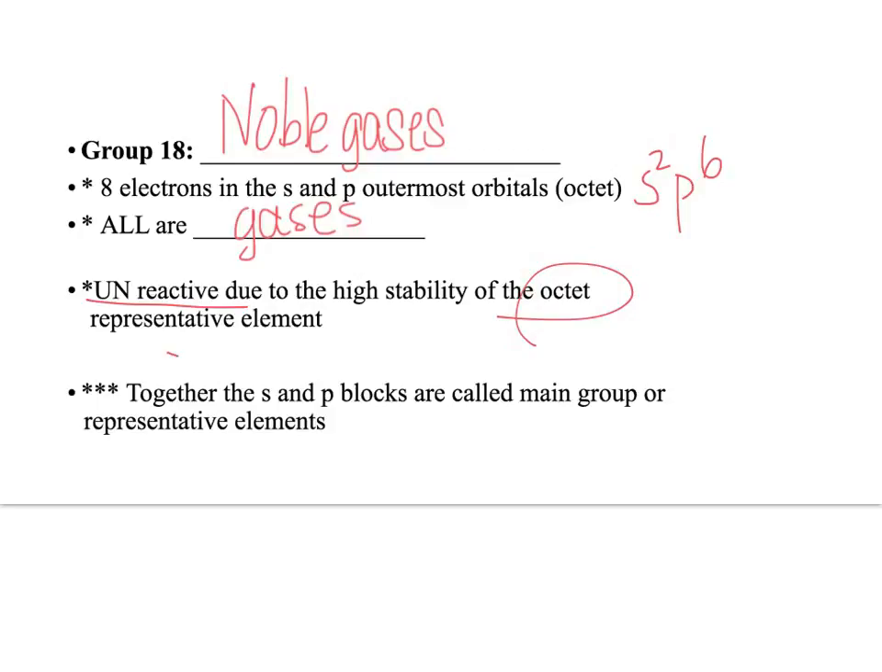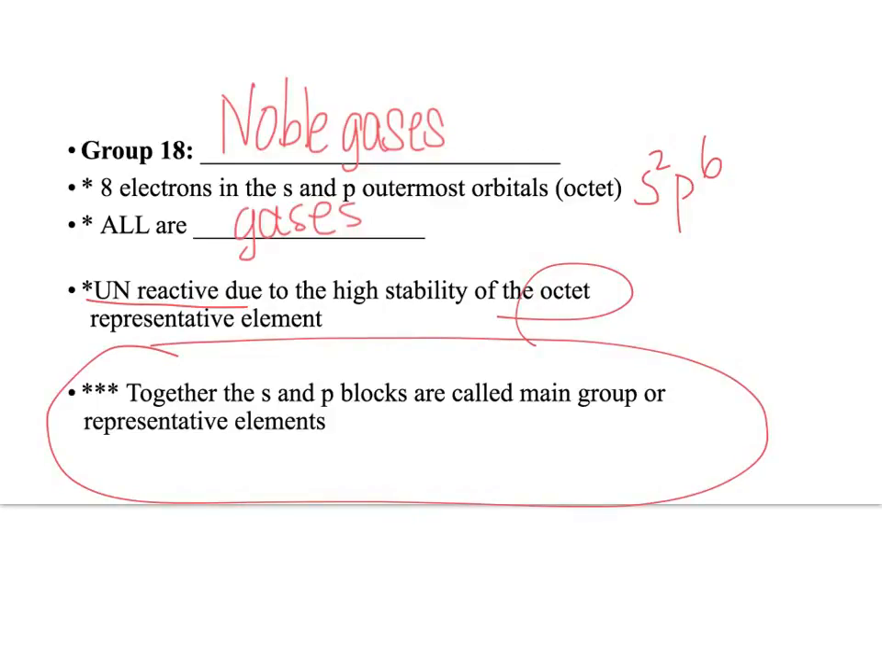Now, when we put this s and p block group together, we call this the main group, or the representative elements. And the reason they're called this is they're the elements that participate in the majority of the reactions.